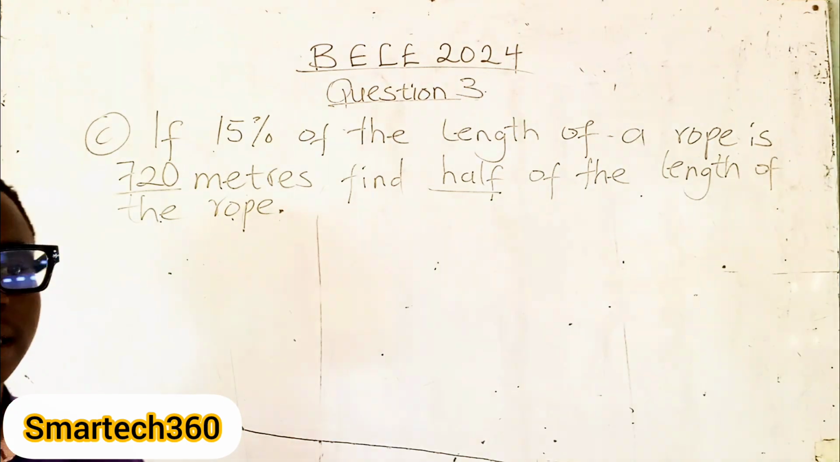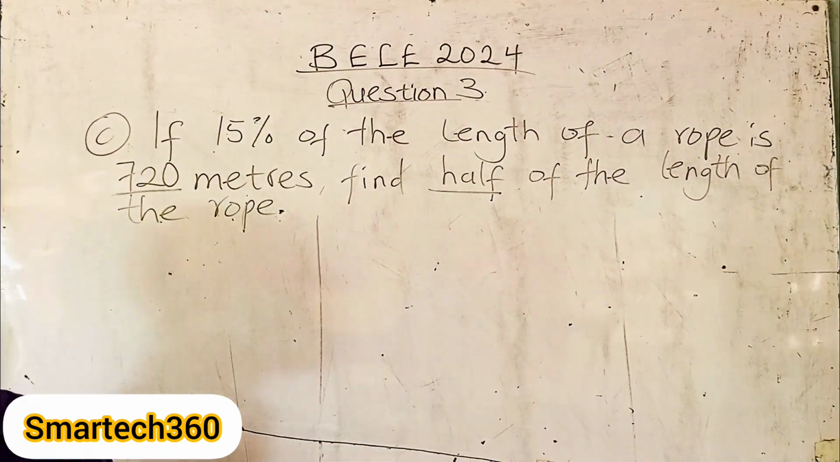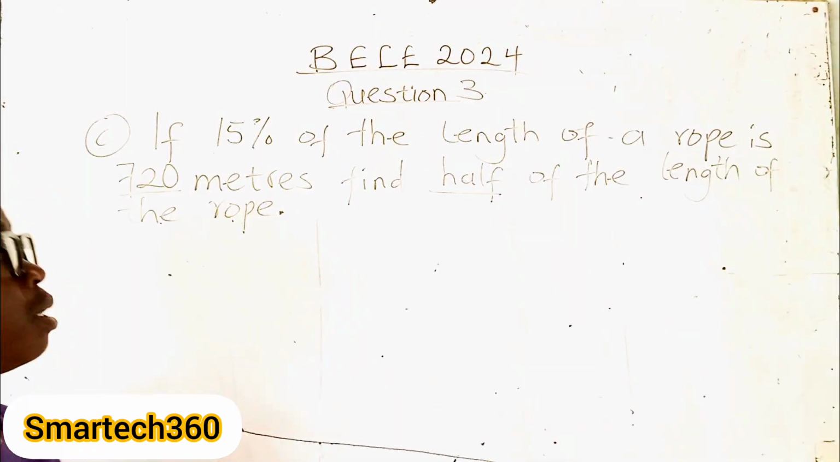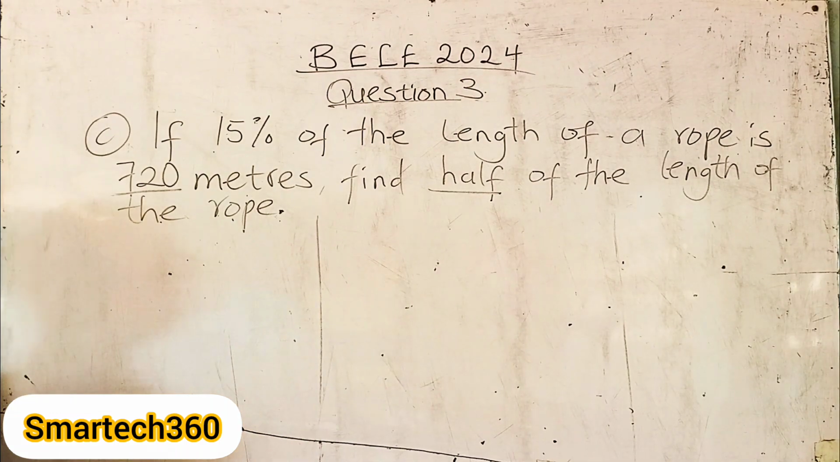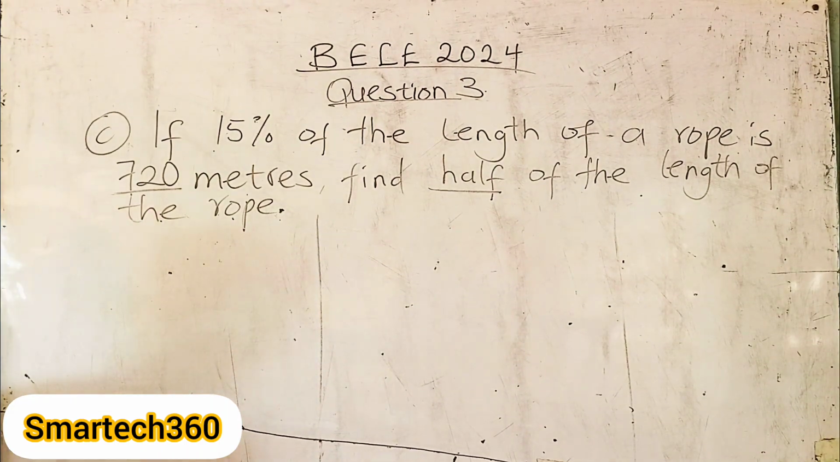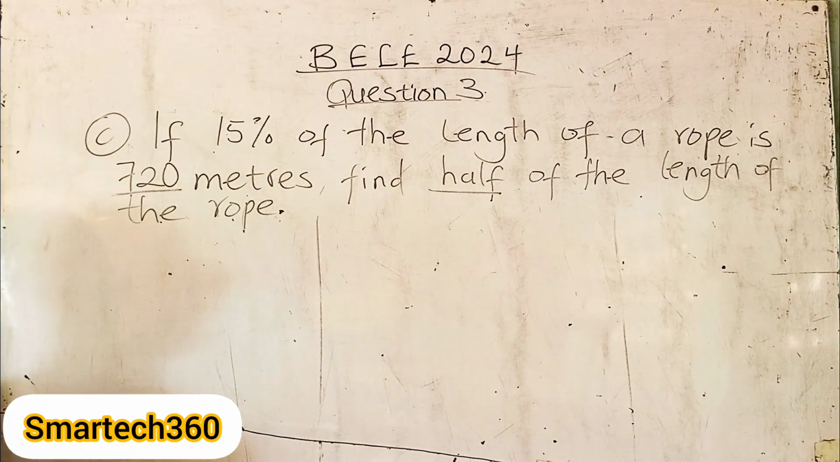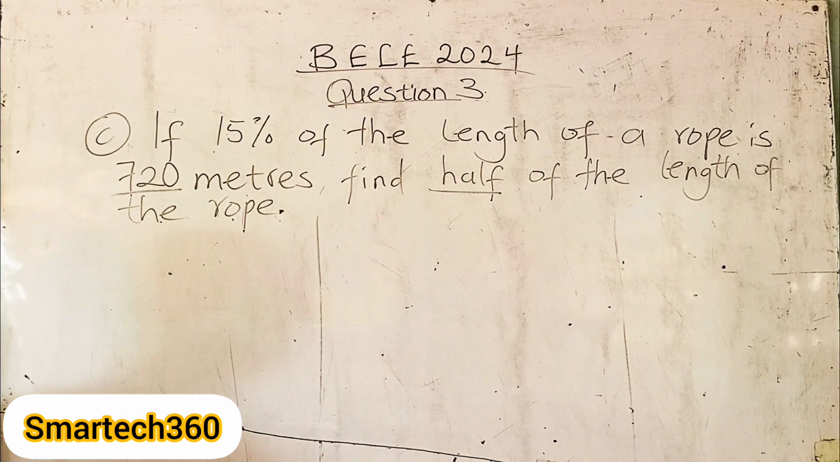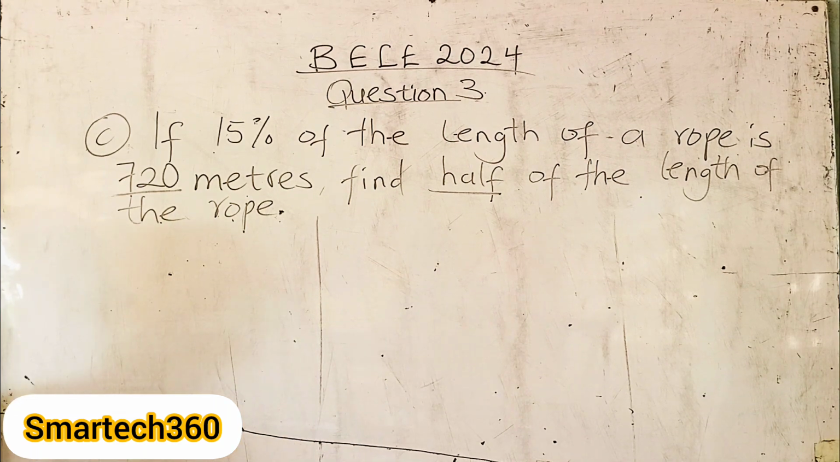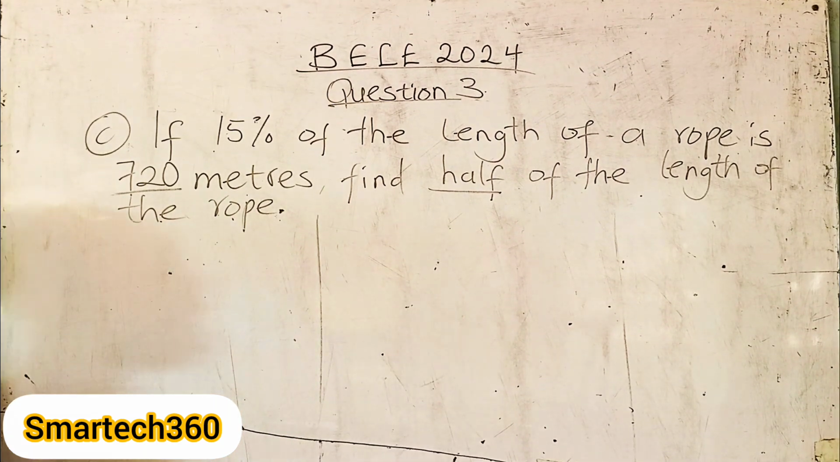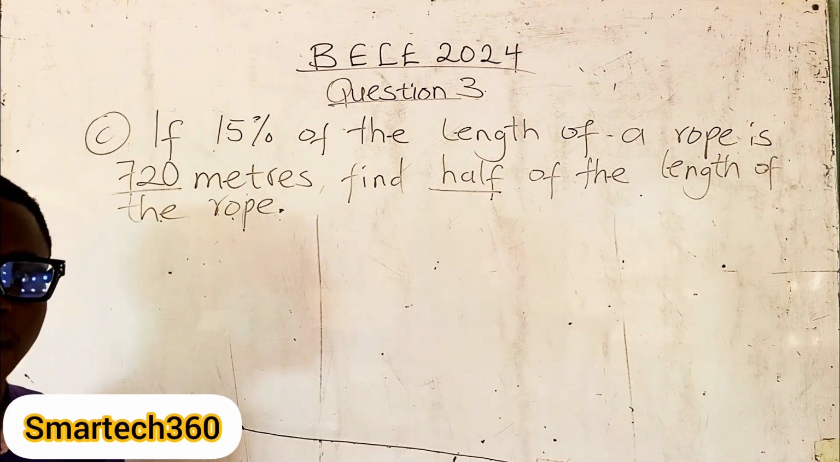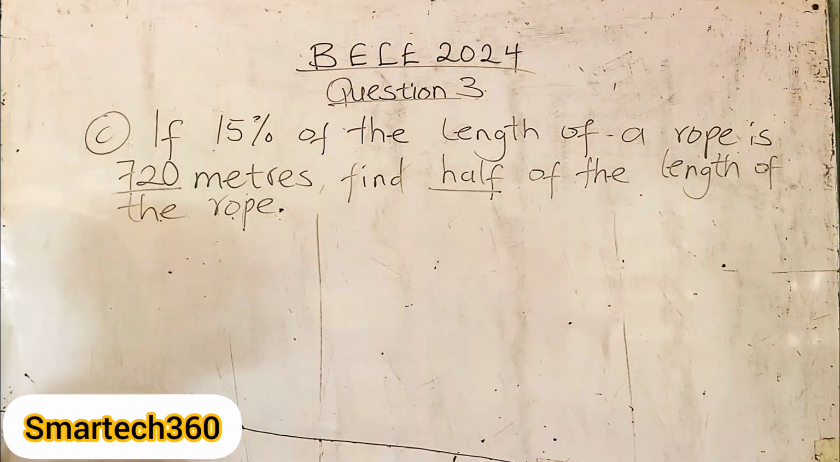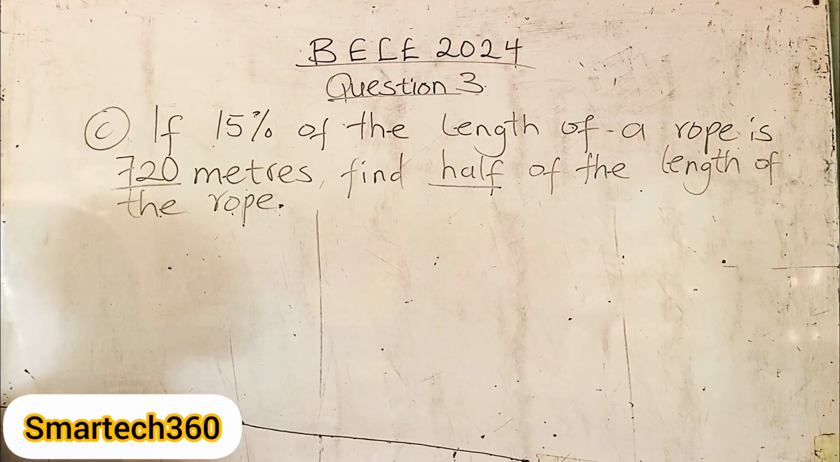Today we have to solve a question from BECE 2024. That is question number 3C. The question reads, if 15% of the length of a rope is 720 meters, find half of the length of the rope. So the first question you should ask yourself is, what is the length of the rope, which is not known? So we have to find that one first.